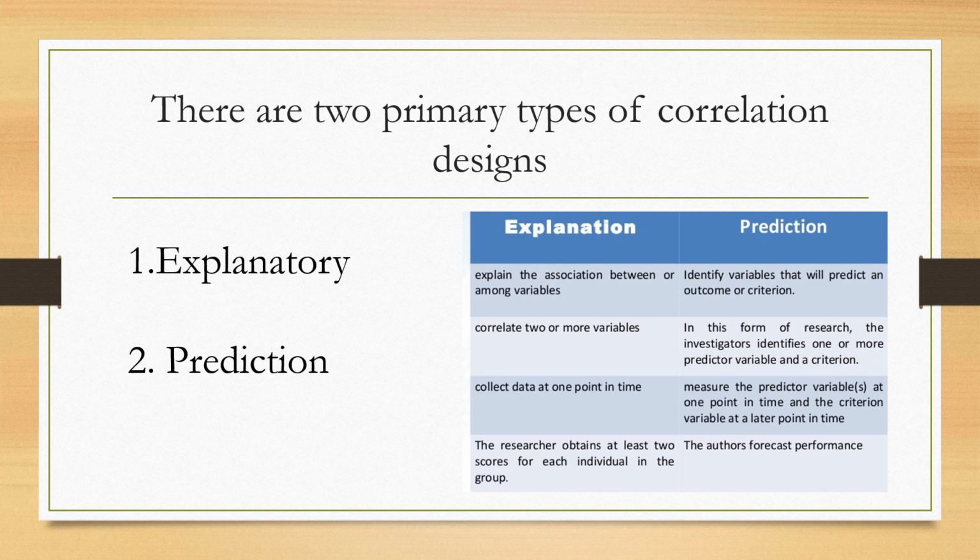There are two primary types of correlational designs. These include explanatory and prediction. In explanatory designs, the researcher is interested in the extent to which two variables covary. In other words, the changes we might see in one variable as another one changes. In this research, the researcher attempts to explain the association between or among variables, correlates two or more variables, collects data at one point in time, and obtains at least two scores for each individual in the group.